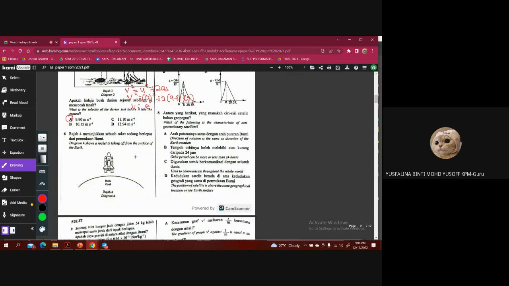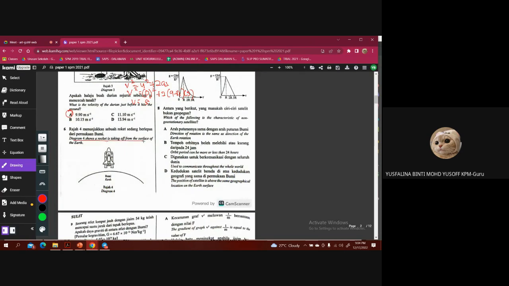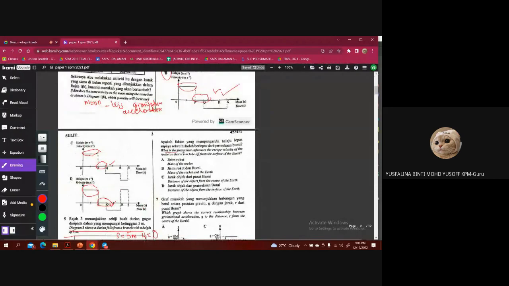I hope so. Diagram 4 shows a rocket taking off from the surface of the earth. What is the factor that influences the escape velocity of the rocket so that it can take off from the surface of the earth? Whenever they ask what the factor is, you need to remember the formula. I know, teacher, so many formulas for chapter 3. Yes, I understand. Even I have to refer to the formulas sometimes, but in the exam they will give them to you.